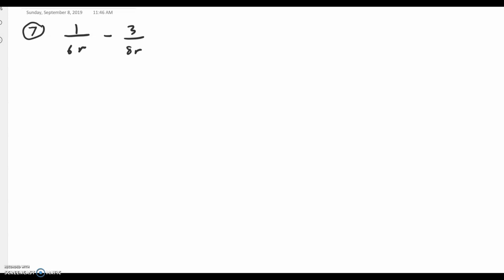We need to be able to find the least common denominator. Some people get good enough at this that they can often just say what the least common denominator is. But let's assume for a second we're not quite that good. So we have 2 times 3 times r. That is the factorization of the first denominator. The complete factorization of the second denominator is this.